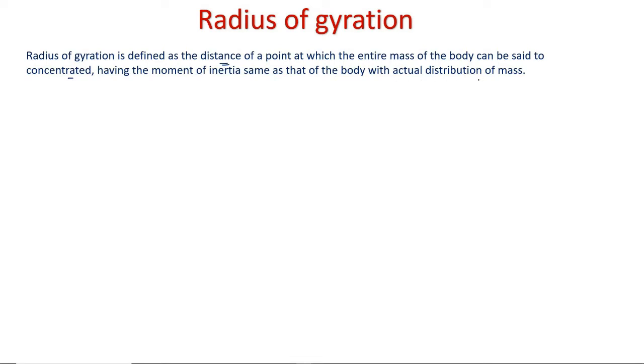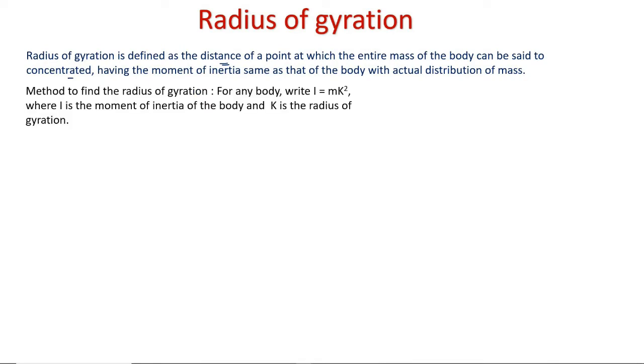So, how to find radius of gyration? What is the method to find radius of gyration? First, you write the expression for moment of inertia of the body. Then you equate it to mk squared, where m is the mass of the body and k is the radius of gyration. Solve for k, which will give you radius of gyration. So the method to find the radius of gyration for any body is to write I equal to mk squared.